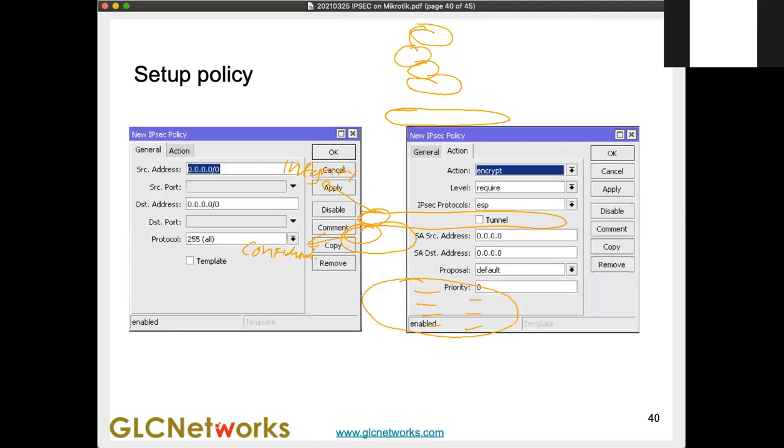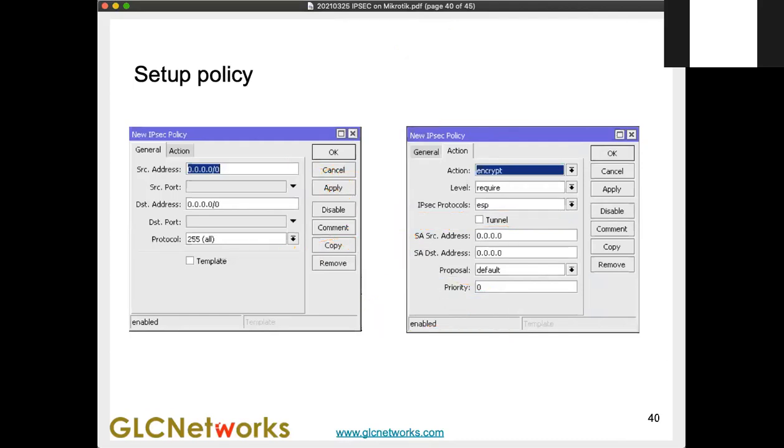And then you set up the policy. So when you do IPsec policy, you have two tabs, general and then action. Okay. So here is general, from where to where. So it looks like a routing table, like policy routing, right? Policy routing.